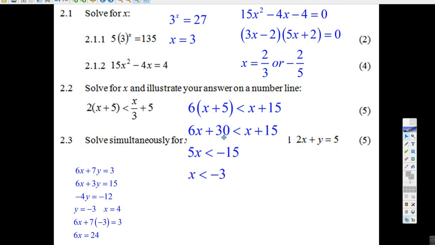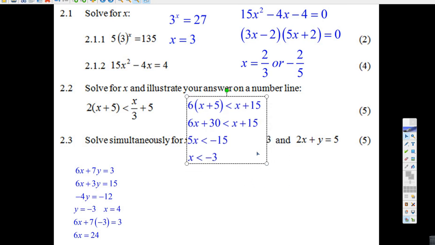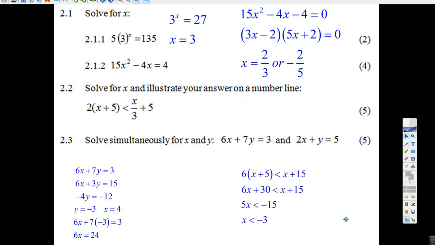Then you take away x from both sides. 6x minus x is 5x. Then you take away 30 from both sides. 15 minus 30 is negative 15. Then divide both sides by 5. So x is less than negative 3. If this was an equals, this kind of question can be on your test. Now, you'd have to illustrate this on a number line, showing a solid line with a circle around it going less than minus 3. But you don't do inequalities, so on this test, you don't have to worry about it.